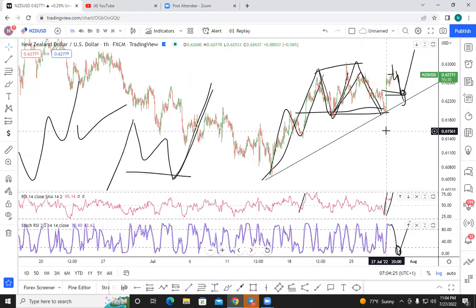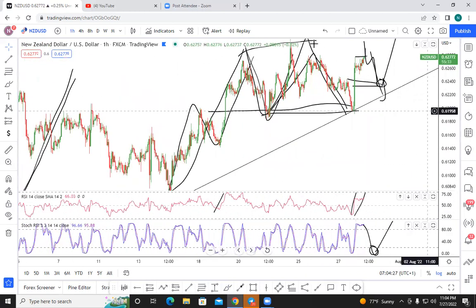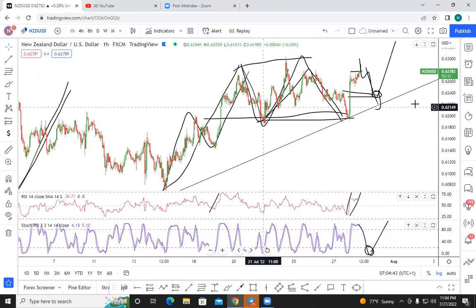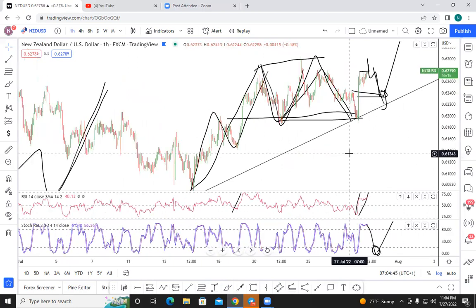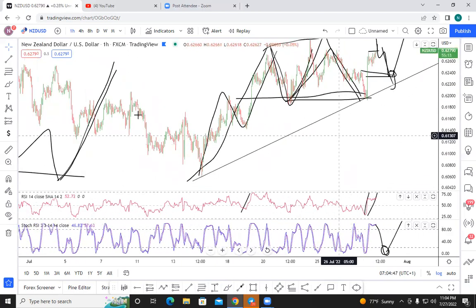Once you get that, fine. You look for your correction back to 50 to 61.8. If it is zigzag, back to 78 in most cases. Once it has come to that level, look at your stochastic. Has it reset itself to the low? Yes. Then you pull the trigger. It's as simple as that, guys.